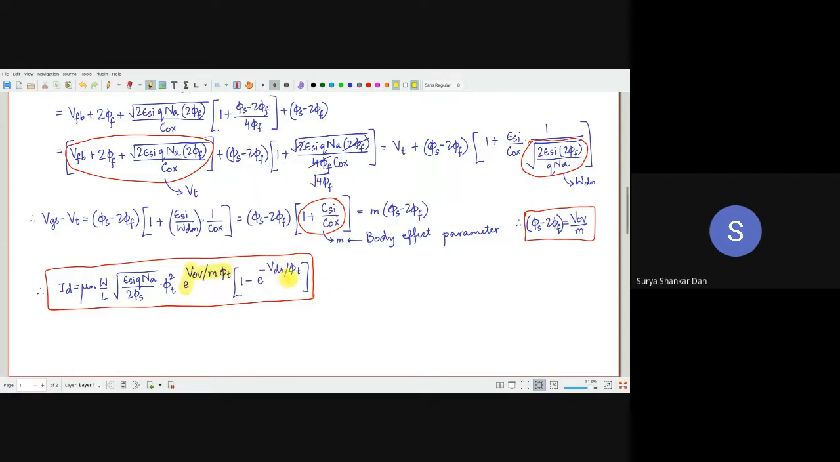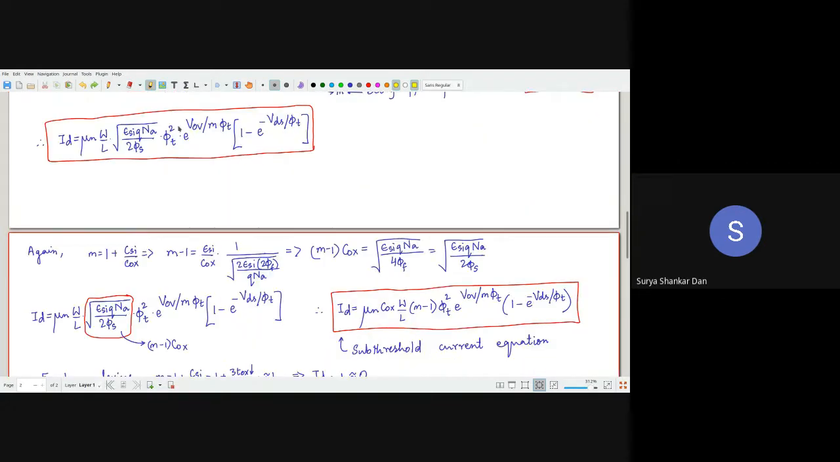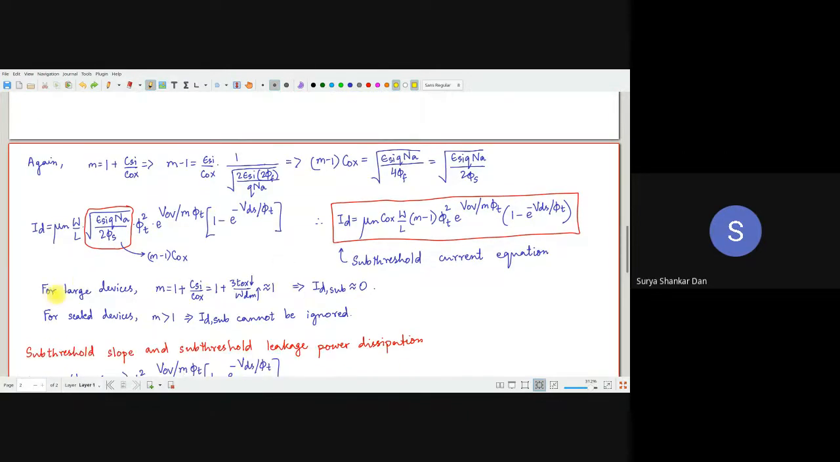This is again a term which you need not bother about, because VDS is definitely going to be much larger than phi t. e to the power of minus 1000 is basically 0 itself. This is 1. So you need to get concerned about this variation only. Now for large devices, it is found that the small m term here, which is essentially the body effect coefficient, I'm not going into all those details, will roughly be equal to 1 for large devices.